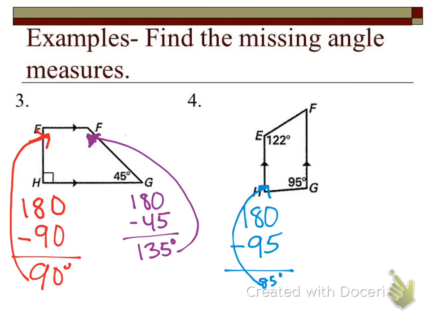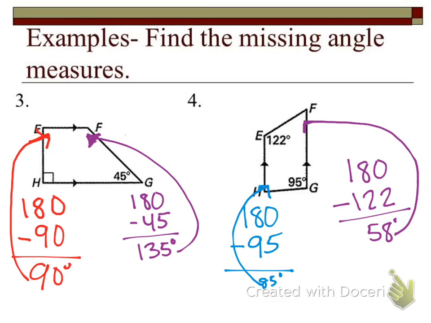Alright, and then how would I find the measure of F? 180 minus 122, good. Which is good. And you can also use the diagram, like the size of the angles as clues. F looks smaller than H. So if you get like that this was 58 and this was 85, you might want to rethink things. So you can use that as a hint as well. Any questions on these?